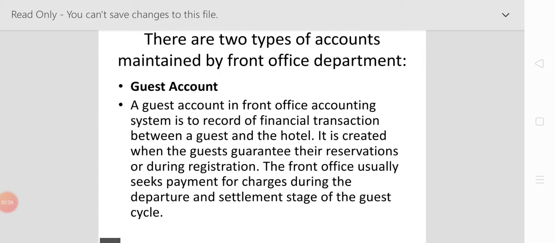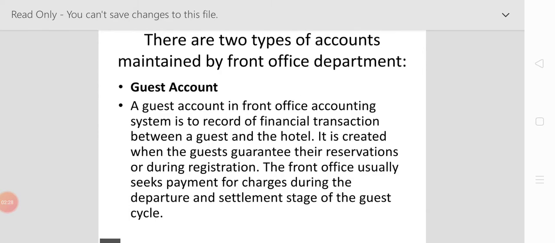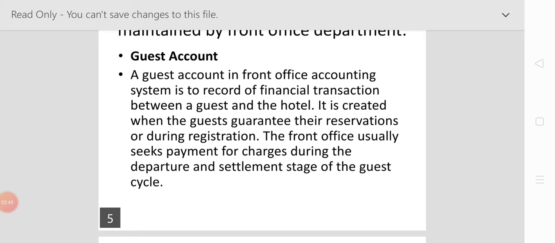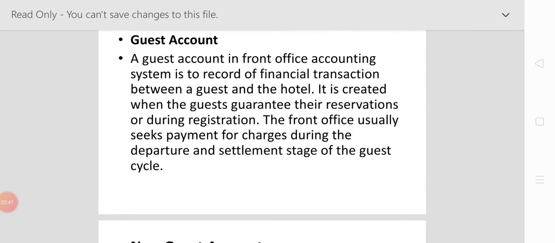A guest account in the front office accounting system is a record of financial transactions between a guest and the hotel. It is created when the guest grants a reservation or during the registration. The front office usually takes payment for charges during the departure and settlement stage of the guest cycle.